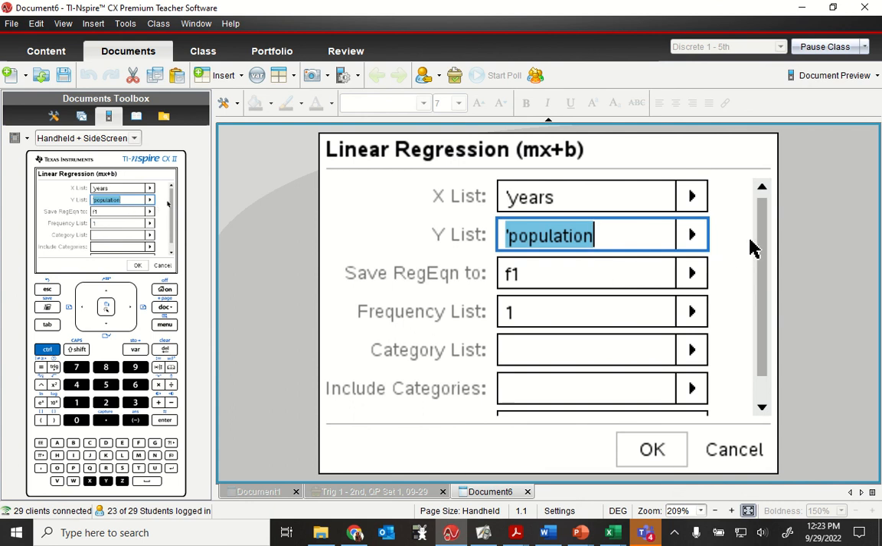Now let me explain to you what these other things mean. This right here says save regression equation to F1. So that means in my function one, it's going to be the linear that I'm doing right here, because I'm going to test both of them. So in function one, it's going to have that already in there for me. So you don't have to retype this. You're going to see it there. So I'm going to hit okay.